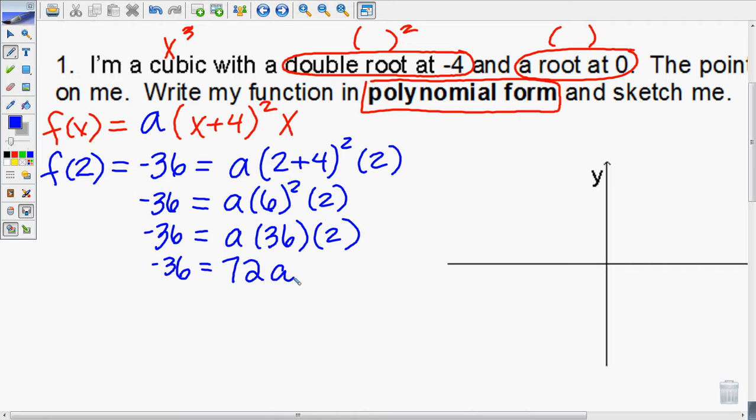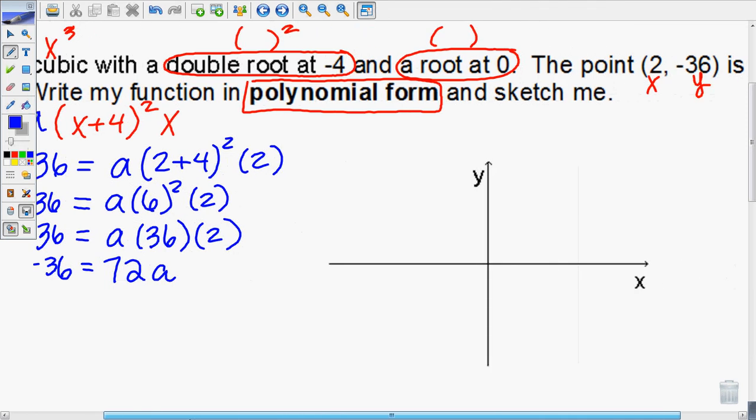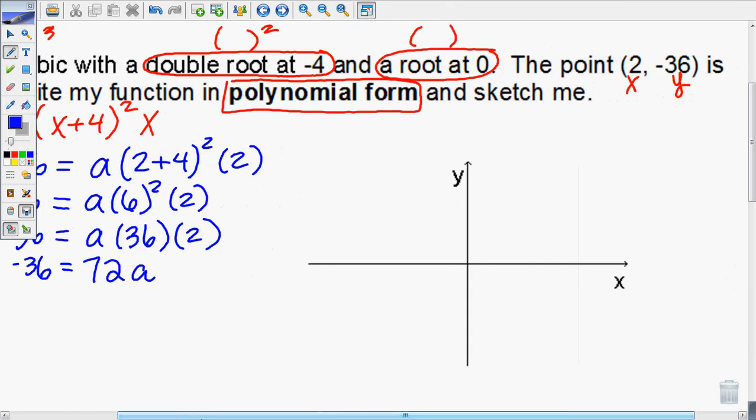How do we feel about solving for a so far? Is it terrible? It's the same as solving for x. Where'd you get the 2 from? You just pick it? No, the 2 was given to us. It said that this point 2, -36 has to be on your function. Has to be part of your function. That means that if I plug in 2 for x, what would my a have to be?